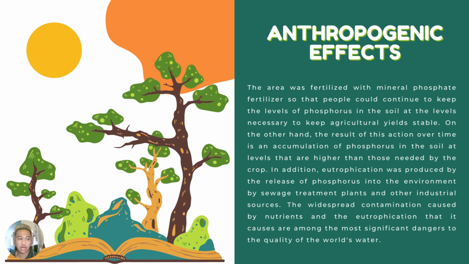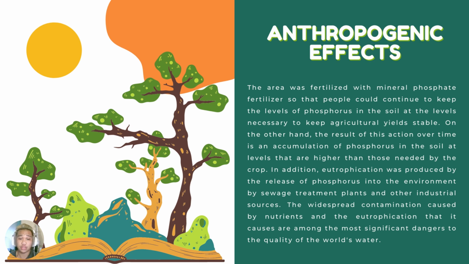Next, we have the anthropogenic effects. The region was fertilized with mineral phosphate fertilizers so that people could keep the levels of phosphorus in the soil at the levels necessary to keep agricultural yields stable. On the other hand, this action over the course of time will result in an accumulation of phosphorus in the soil at levels that are higher than those required by the crop.